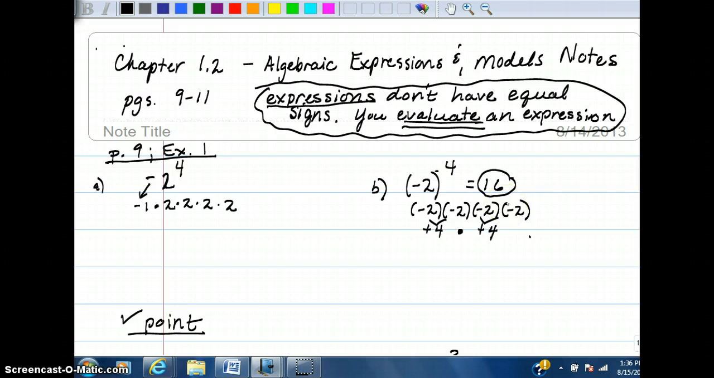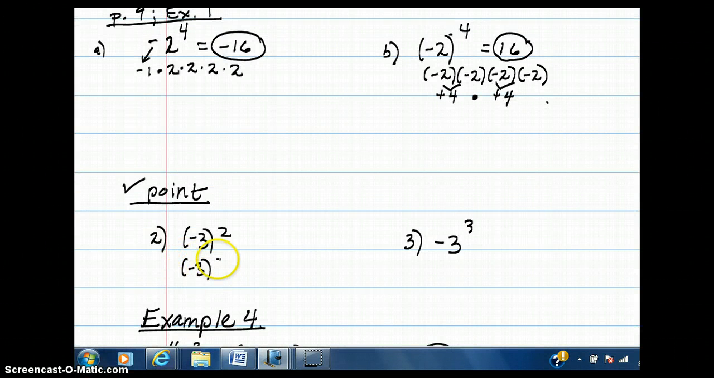Now let's come over to negative 2 to the fourth. This one is not in parentheses, so it was 2 times 2 times 2 times 2. We already know that's 16. Times negative 1 equals negative 16. So although the numbers are the same, the signs are different. And it's all because this one is not in parentheses, letter A, and the second one is in parentheses. So we have negative 3 times negative 3 because it's in parentheses, and it equals 9.